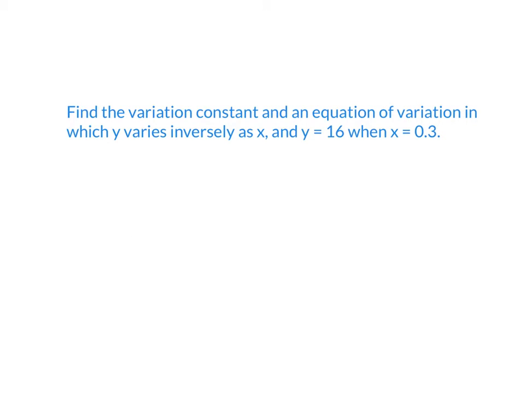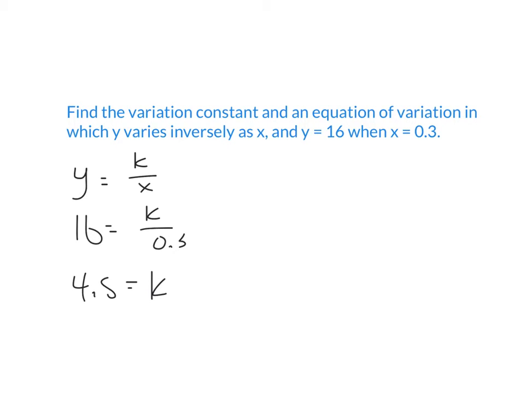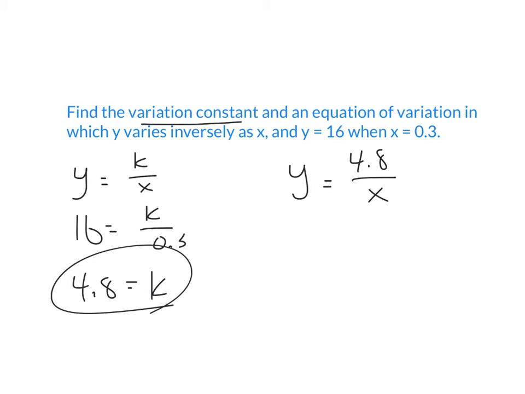Okay, let's try one of these. Find the variation constant and an equation of variation in which y varies inversely as x. So that means y equals k over x when y is 16 and x is 0.3. I put the decimal point in the wrong spot there, let me erase that. So I'm just going to cross multiply right there, and I would get 4.8. That would be my constant. It says find the variation constant, so there it is. That means y equals 4.8 over x. That would be my equation. So those are the two things we want you to find: the variation constant and the equation of variation.